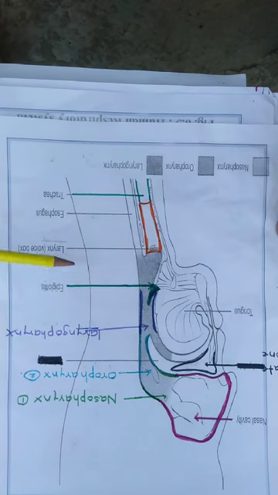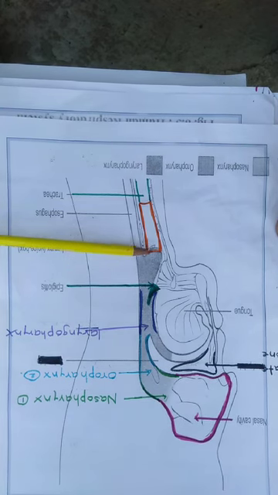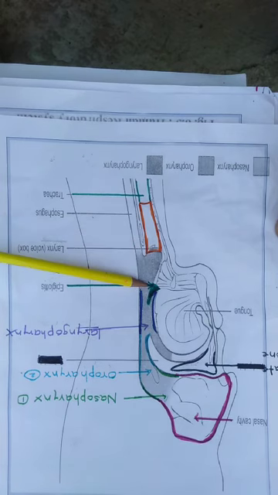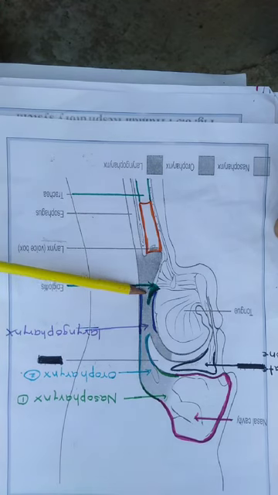Between the laryngopharynx and larynx there is a small opening. That small opening is called the glottis, and this glottis is guarded by a leaf-like flap. That leaf-like flap is called the epiglottis. Now, what is the function of the epiglottis? The epiglottis prevents the entry of food particles into the trachea.